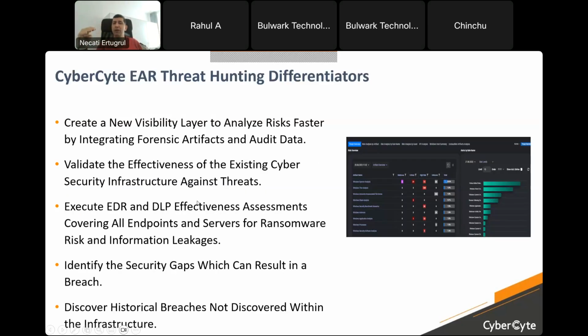So, what are our differentiators? We create a new visibility layer by unifying forensic artifacts and audit data. We validate the effectiveness of the current investment. We execute EDR and DLP effectiveness assessments covering all endpoints and servers. This is the key difference, in fact. From all endpoints and servers, we simulate a ransomware or a data leakage, and we see the results until your coverage rate is 97, 98%, whatever.